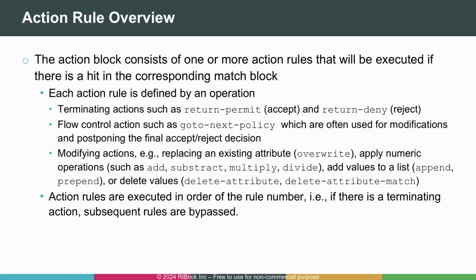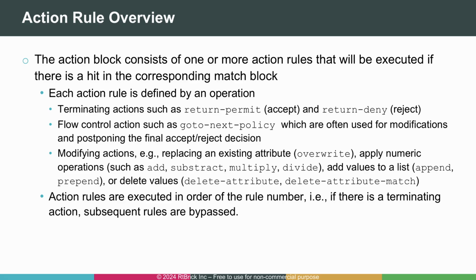You can overwrite an existing attribute with a new value, or modify it using numeric operations like add, subtract, multiply, or divide. For list-type attributes, like communities or AS paths, you can append or prepend values to the list. You can also delete values, either entirely or by removing certain items from the list. Like match rules, action rules are assigned rule numbers and executed in sequence.